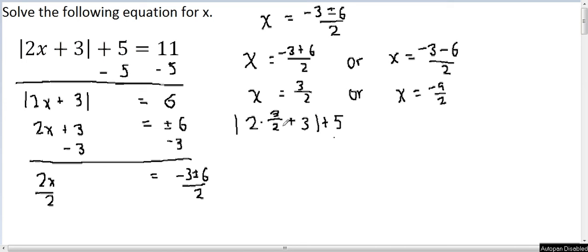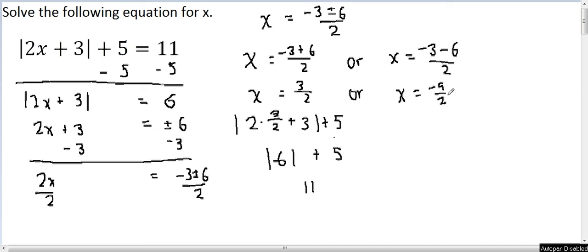To evaluate this expression, we can first cancel out the 2's, which gives us 3 plus 3. So we have the absolute value of 6 plus 5. Since the absolute value of 6 is 6, 6 plus 5 is 11, and it matches the number on the other side of the equation.